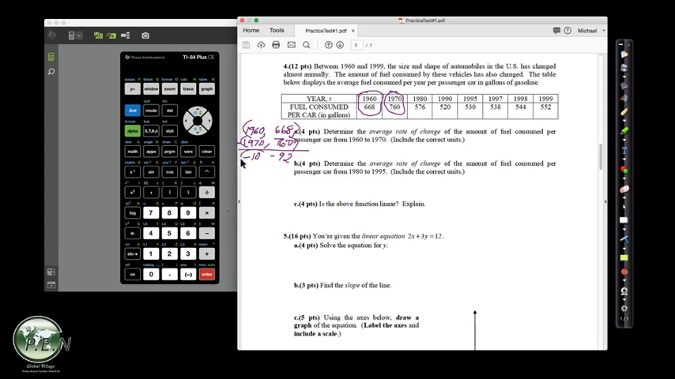And then we take the change of the y divided by the change of the x. So that's going to give us a negative, make it positive. 92 divided by 10 gives us 9.2. And what is this? This is gallons per year, gallons consumed per year, per car, gallons per car per year.